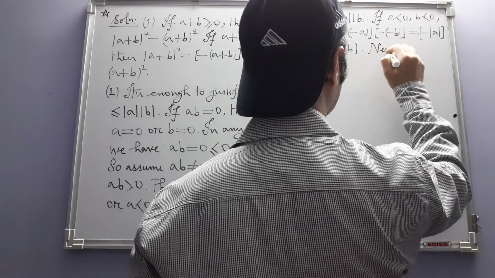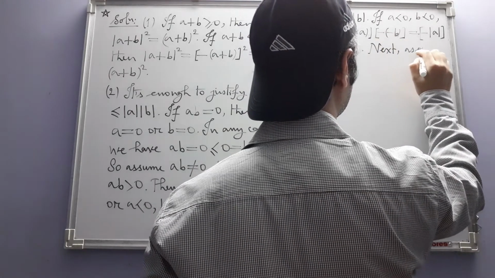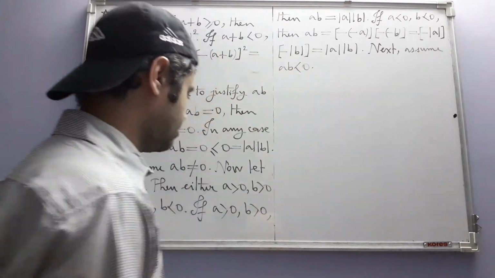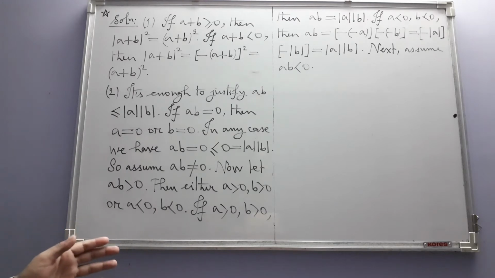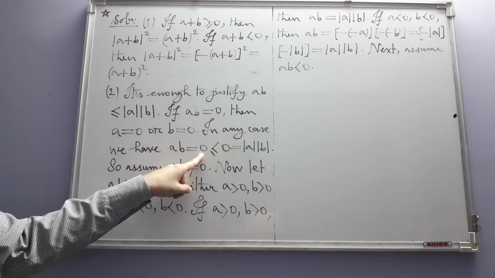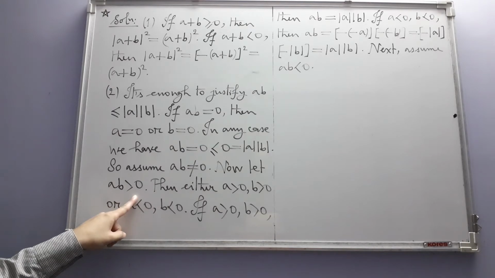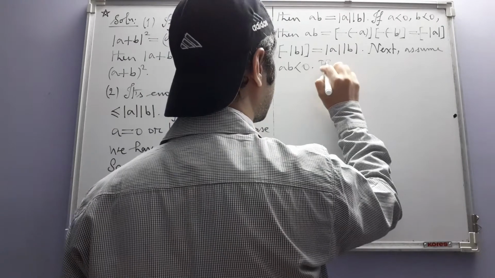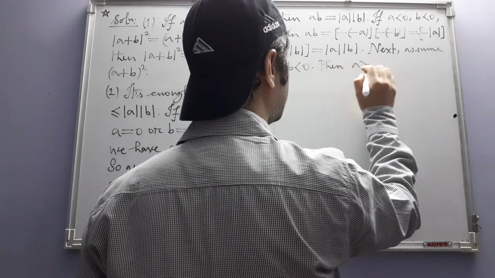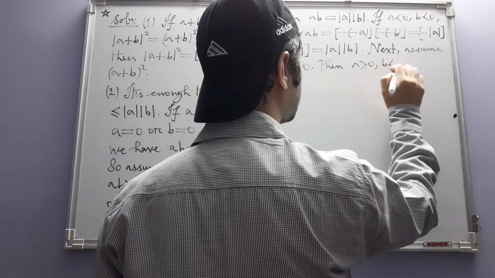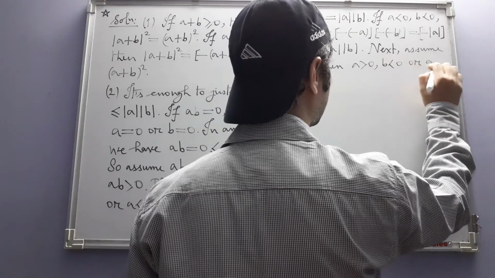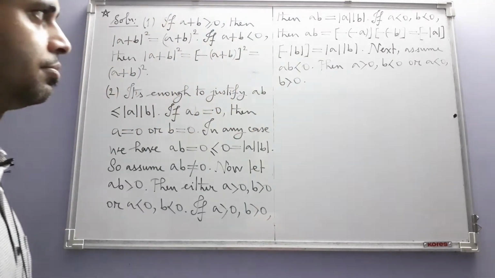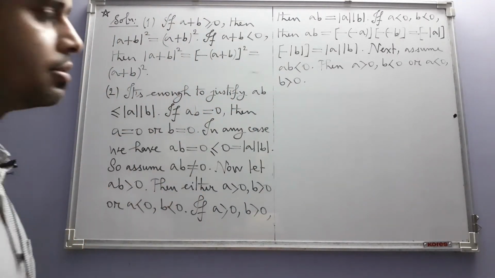Next, assume that AB is less than 0. That's the only possibility that's left. We have considered the case AB equal to 0, then we have considered AB greater than 0, now AB is less than 0. Then A is positive and B is negative, or A is negative and B is positive. That is, they have opposite signs.